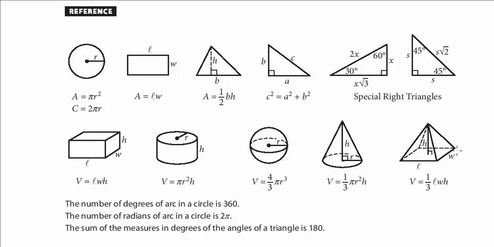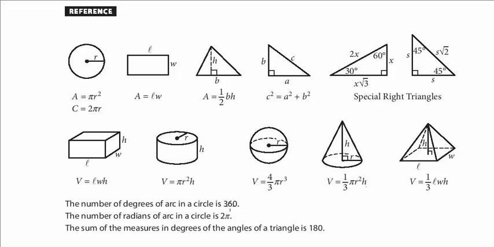And then we have the three-dimensional shapes: the volume of a rectangular solid, the volume of a cylinder, and these are new. These did not appear on the test before. The volume of a sphere, 4/3 pi r cubed, the volume of a cone, 1/3 pi r squared times height, and the volume of a pyramid, 1/3 length times width times height. If you notice, both of these are the same as these, but it's 1/3 if they tell you it's a cone or a pyramid. And then some extra information.